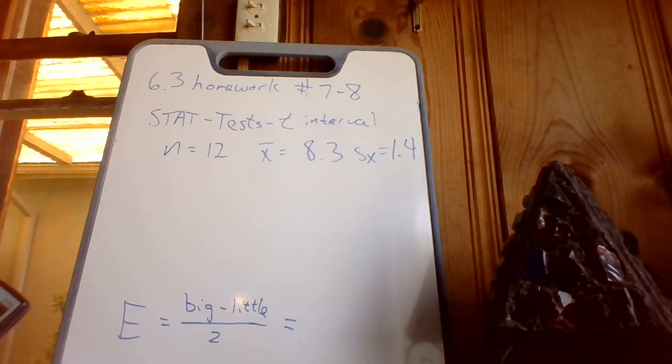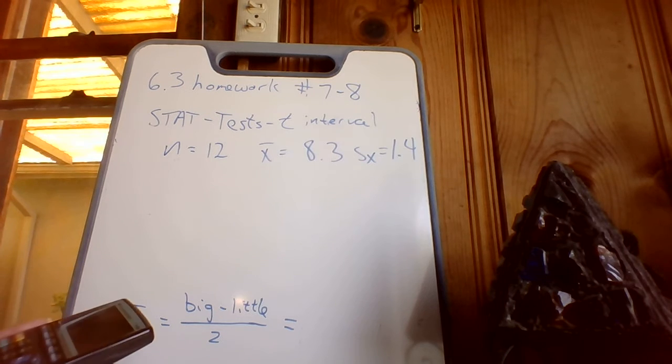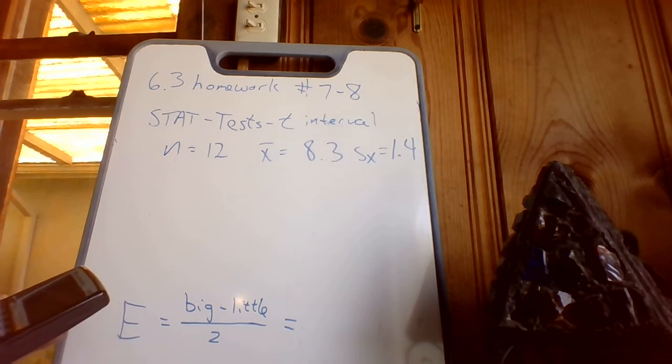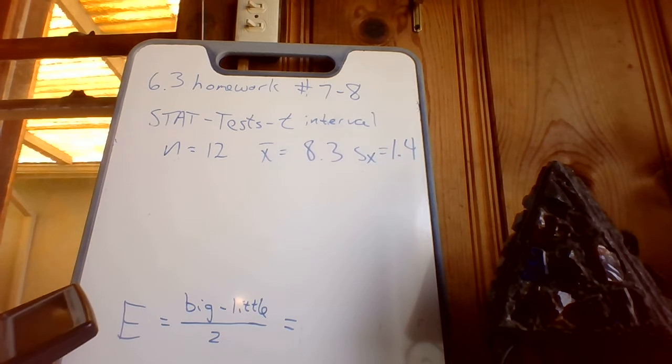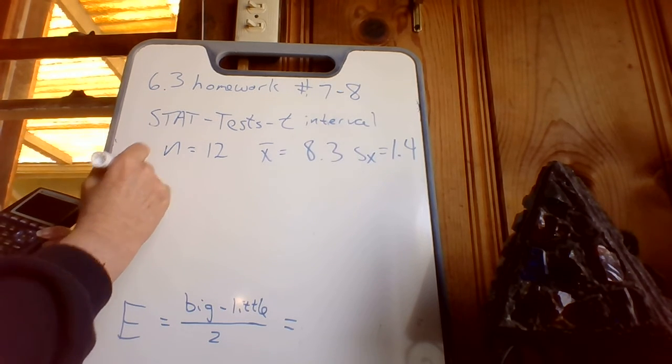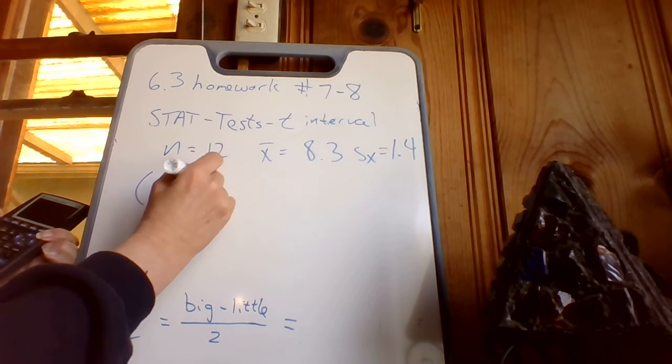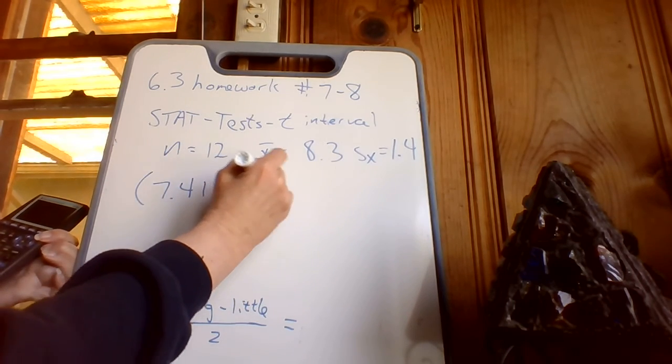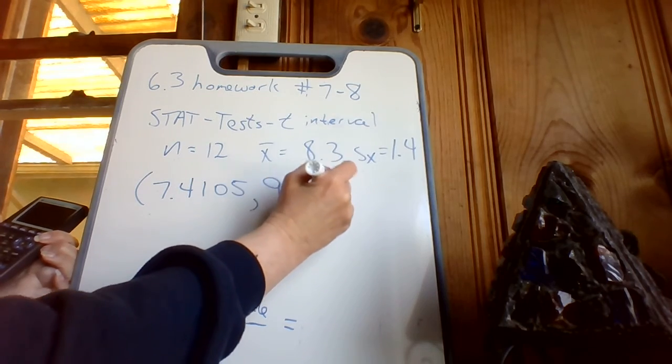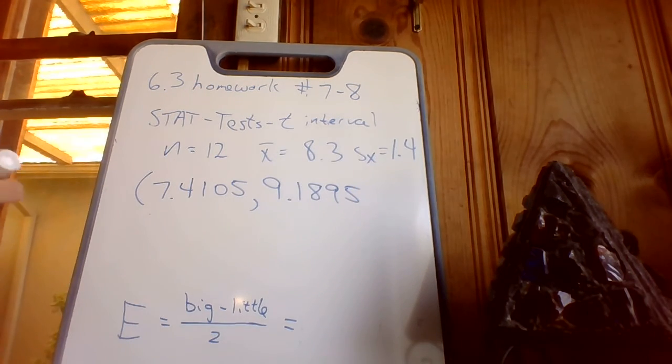C level, 95%, 0.95, and calculate. Then you think you've broken your calculator because it takes forever to answer the question, but it just has to think about these ones longer. 7.4105, comma, 9.1895. All right. So that answers that.